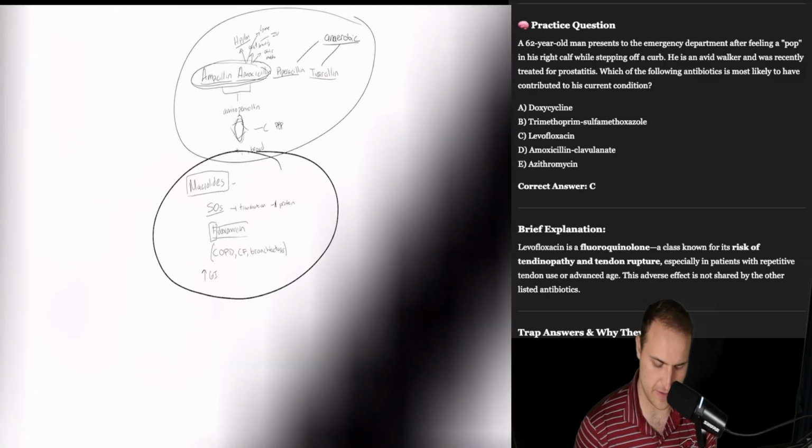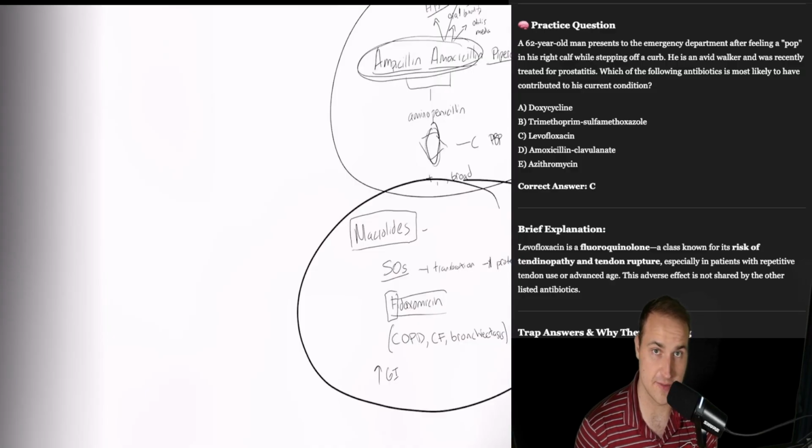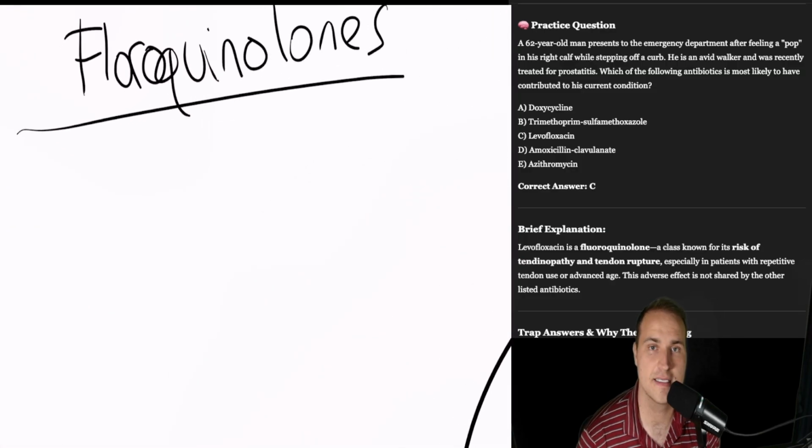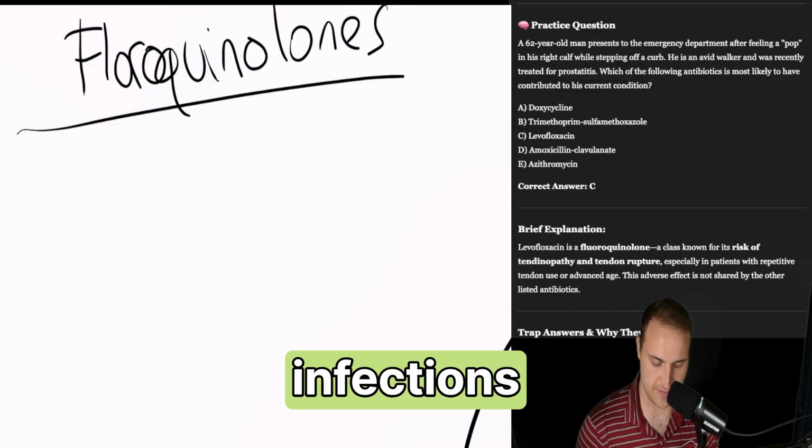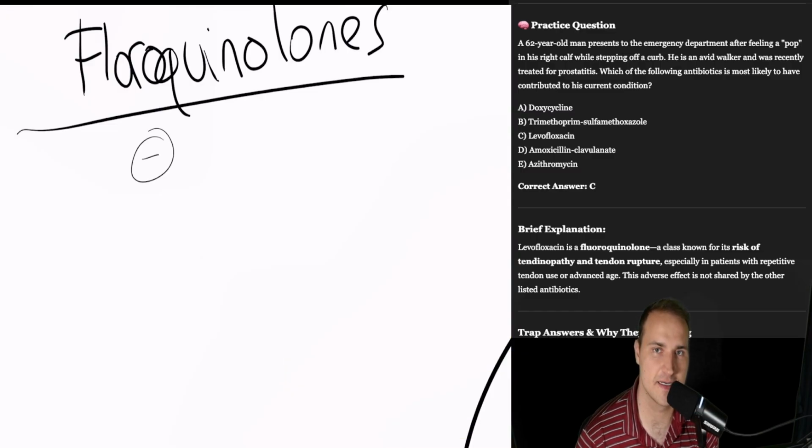Okay, so that we've covered. And then the last thing I want to cover before explaining this question is your fluoroquinolones. Now, these guys are used in gram-negative bacteria infections, and their role is that they inhibit bacterial topoisomerase. So there you think of DNA gyrase.